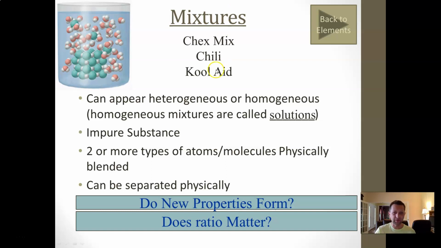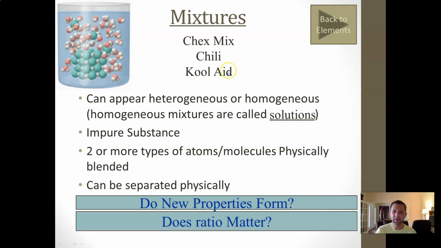So how do you separate Chex Mix? Well, you pick out all the good pieces first, and then you eat the Chex Mix pieces, or those little cracker pieces, right? You put those off to the side. Eat the more bland stuff first, right? Like the pretzels, and then you go back and eat all the good stuff, right? So you can separate that physically.